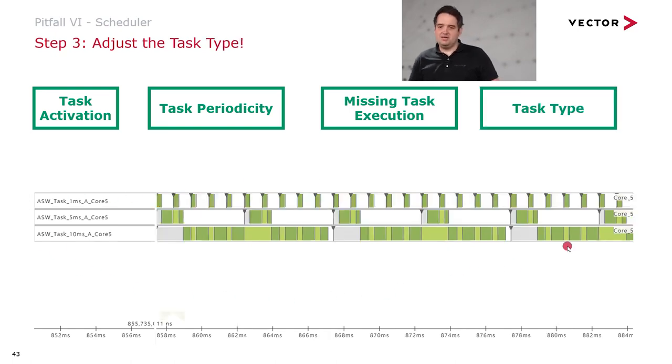As a last step, a tip from my side: since we only have a 1 millisecond, 5 millisecond, and 10 millisecond periodicity on each task, in this special case we are now also in the position to switch the task type back to basic. And by switching it back to basic, we gain a little bit more performance boost out of it. And now you see a clear scheduling happening in here.